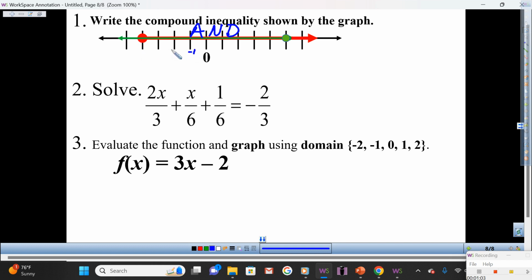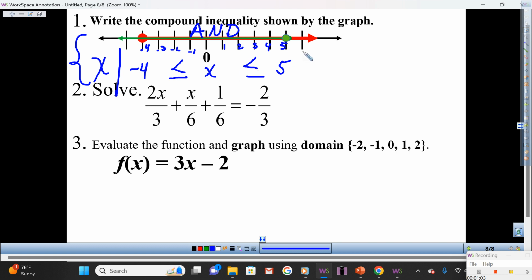We got -1, -2, -3, -4. On the right side of 0, we got 1, 2, 3, 4, 5. We got X in between, arrows to the left, and question. Is this a solid point? Yes. Is this a solid point? Yes. And that's our compound inequality. However, did we stop there? No, we wrote our solution set. Solution set of X such that, and you close it.